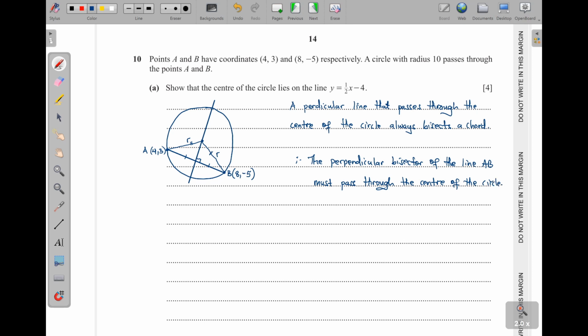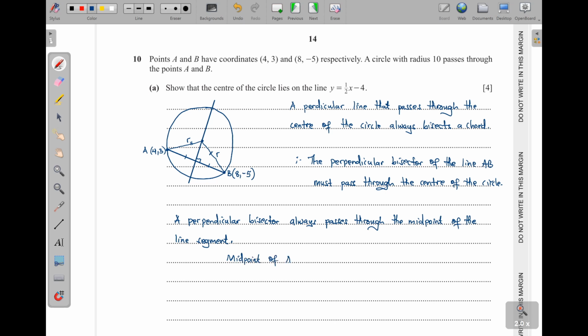Okay, now having known that, we should also know that since a perpendicular bisects, where it passes here has to be the midpoint of these 2 points. Okay, so a perpendicular bisector always passes through the midpoint of the line segment.